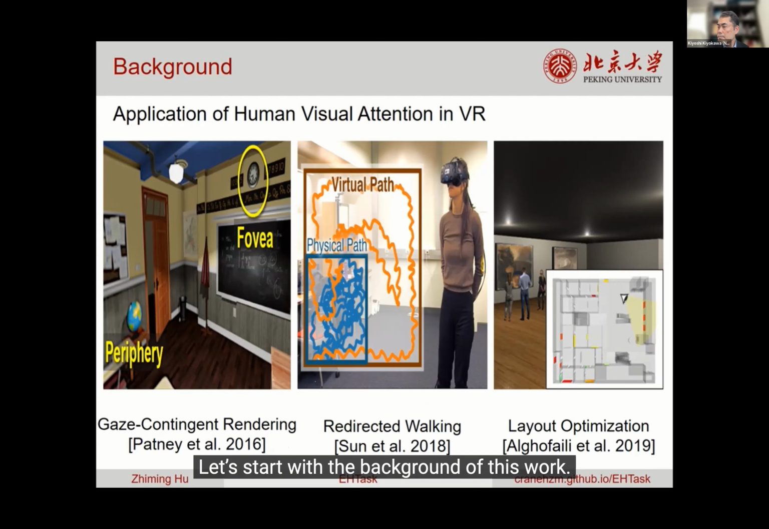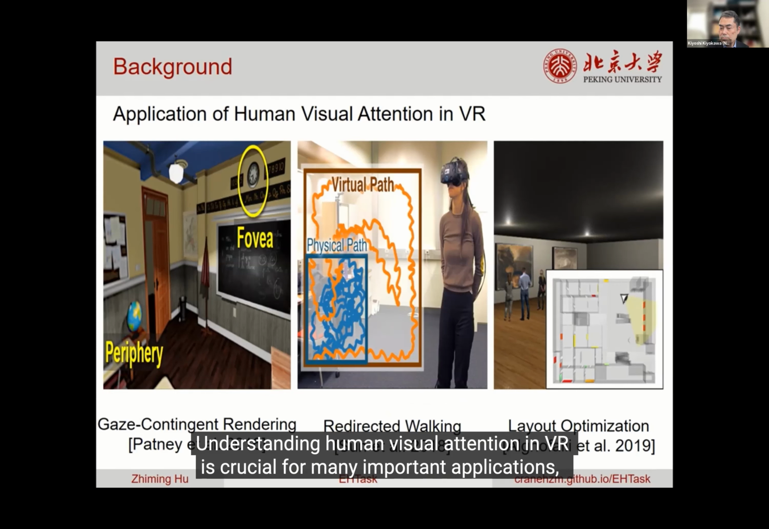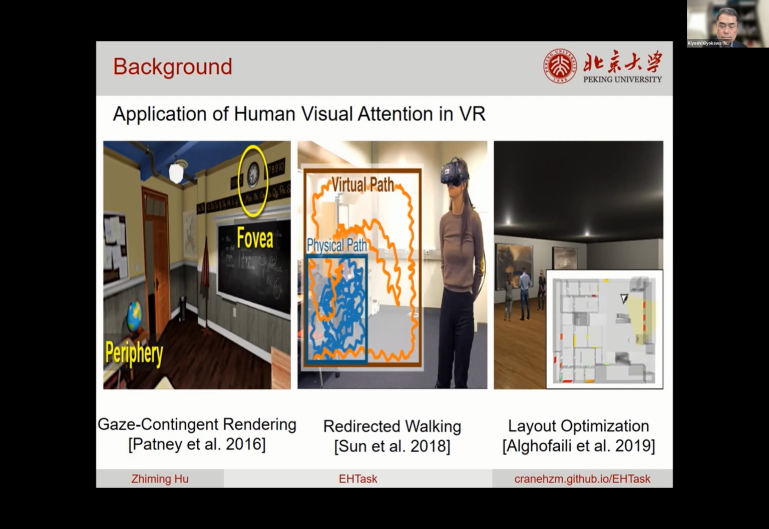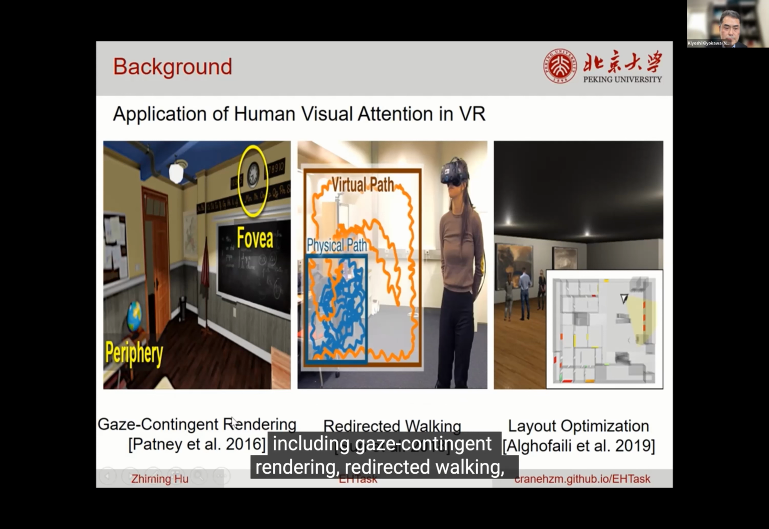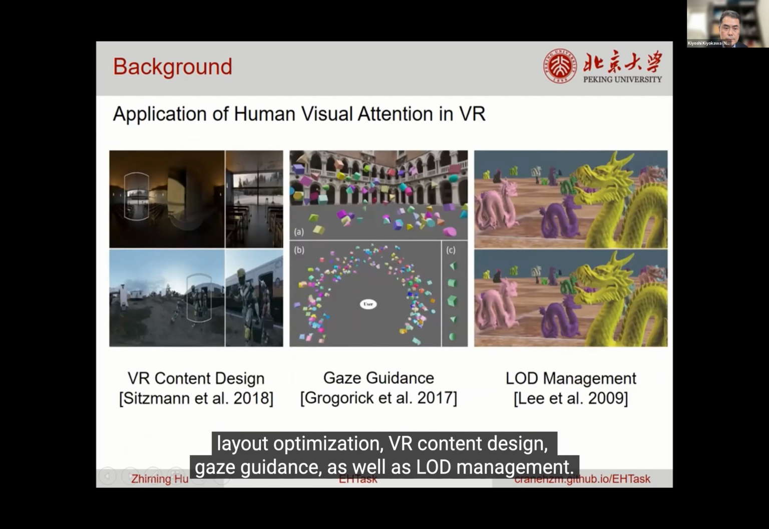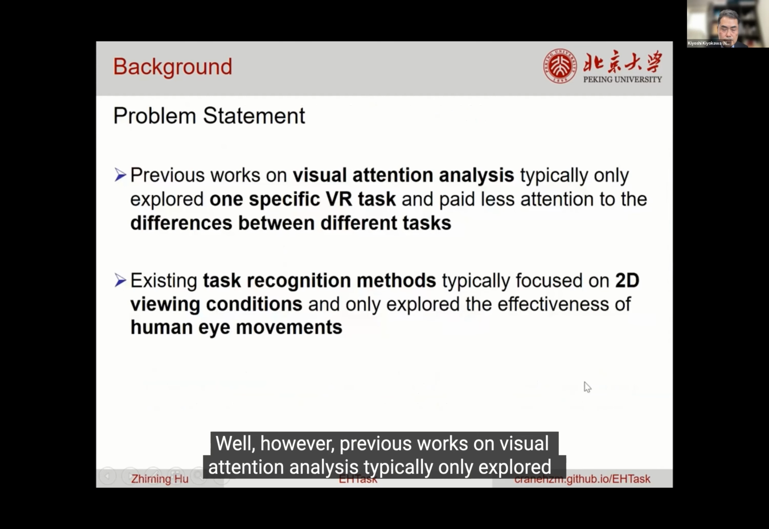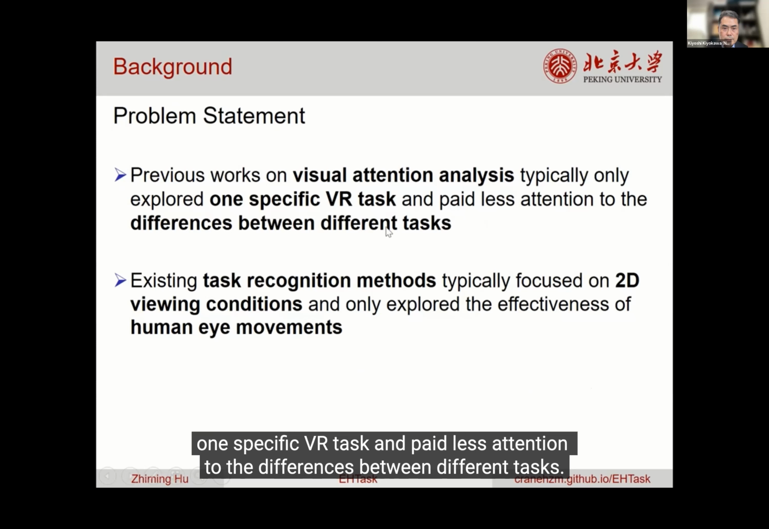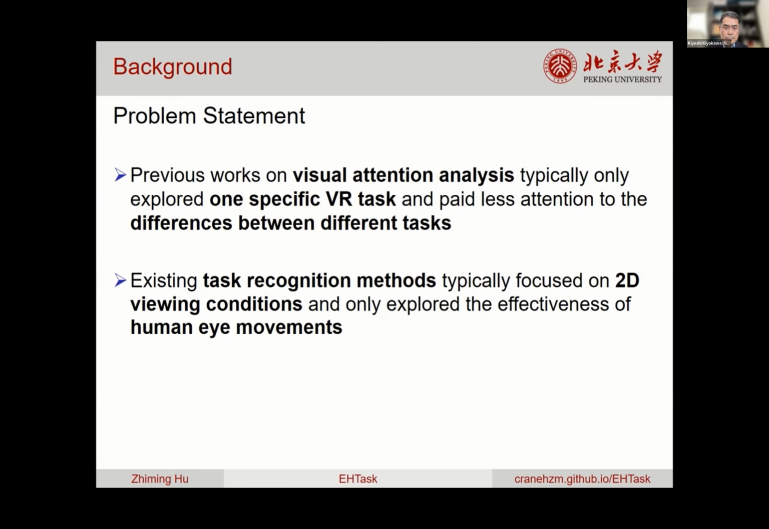Let's start with the background of this work. Understanding human visual attention in VR is crucial for many important applications, including gaze contingent rendering, redirected walking, layout optimization, VR content design, gaze guidance, as well as LOD management. However, previous works on visual attention analysis typically only explored one specific VR task and paid less attention to the differences between different tasks.